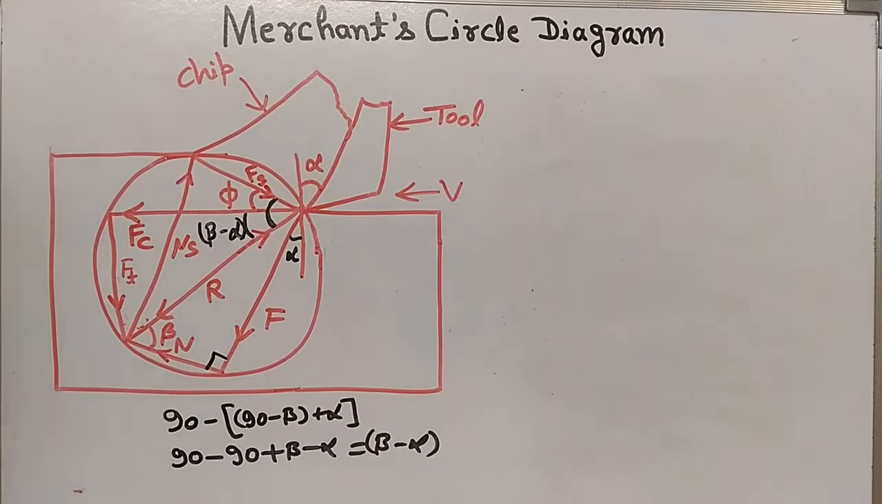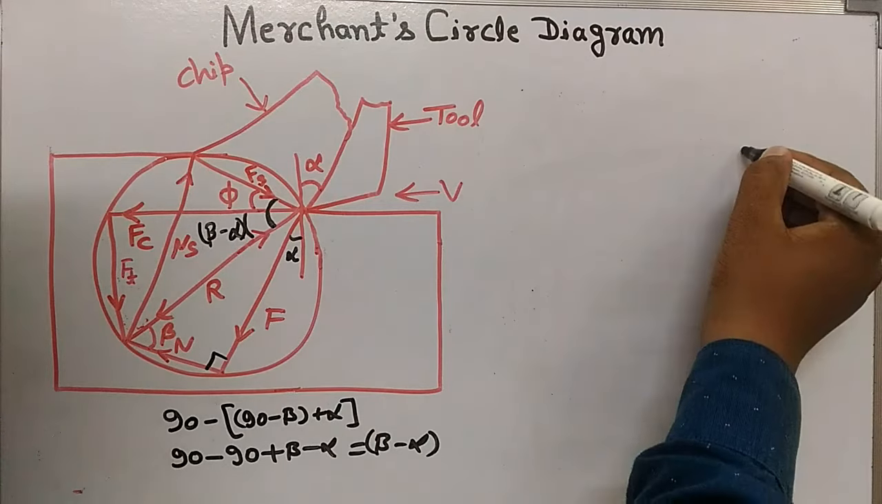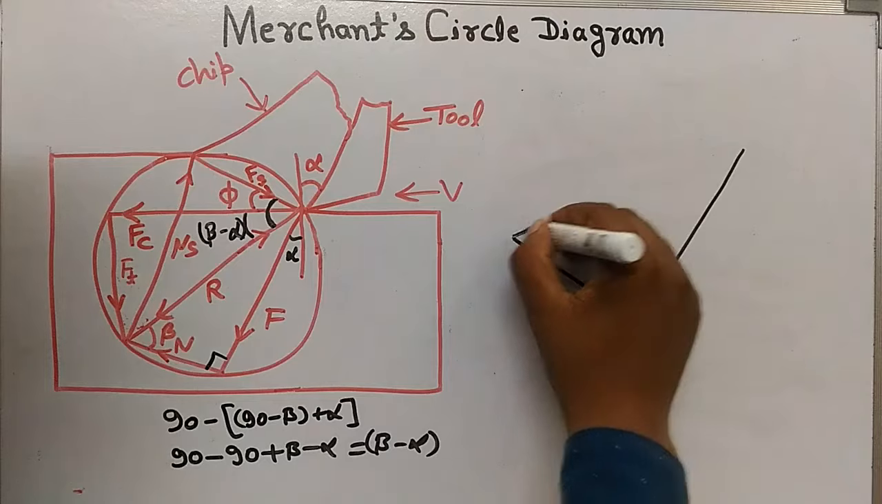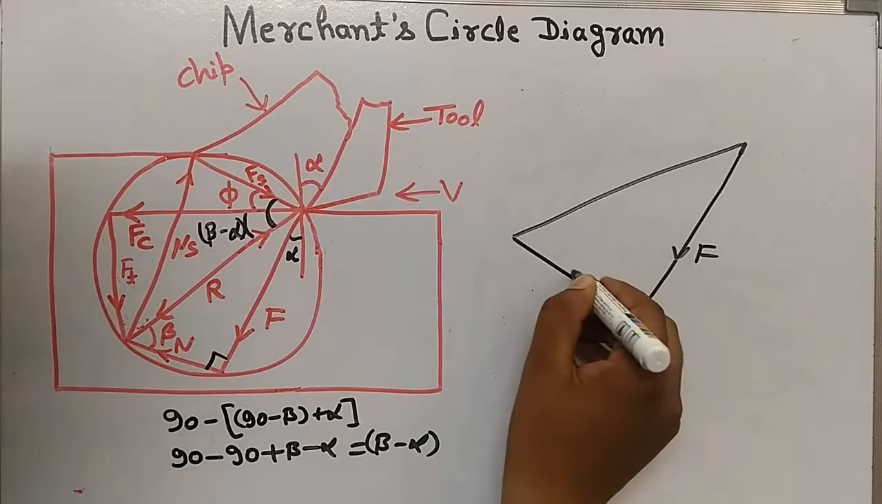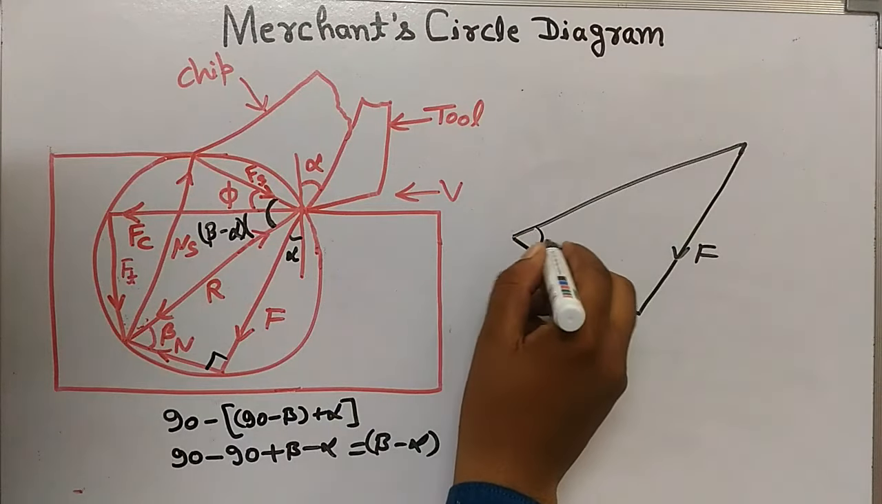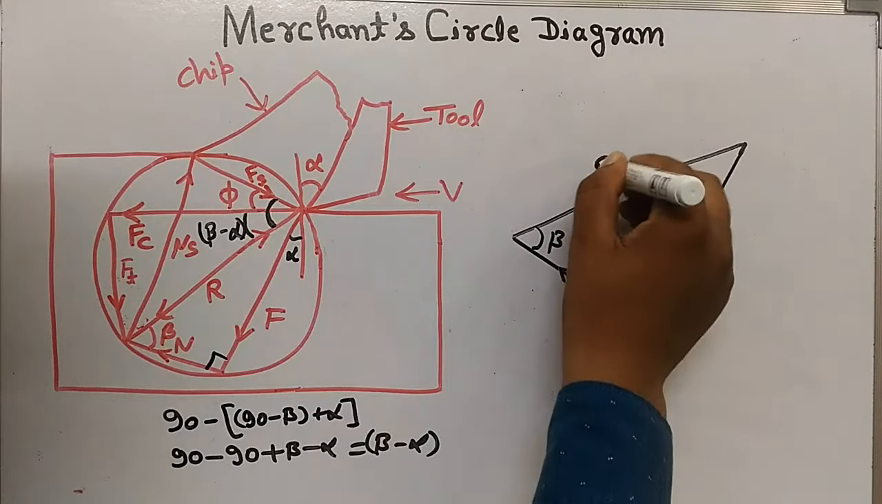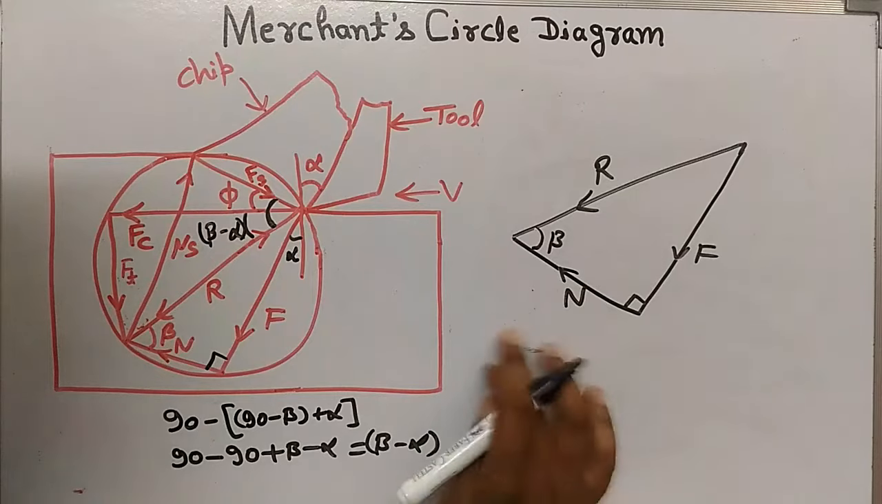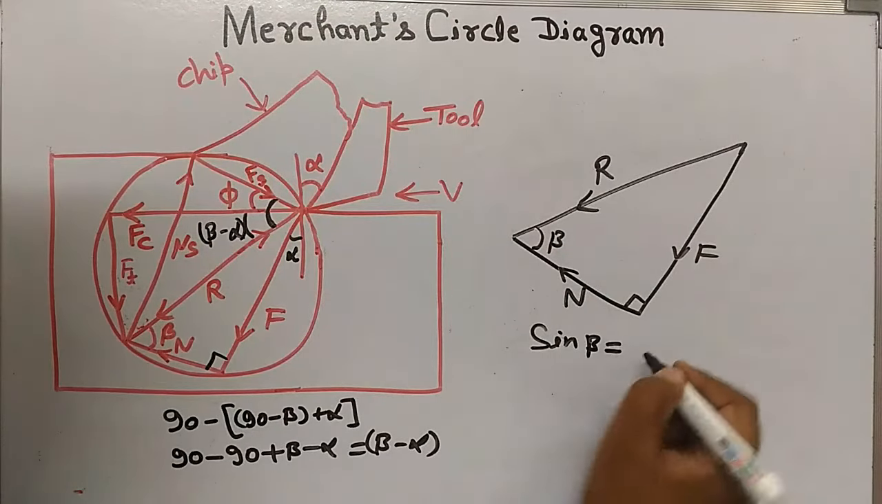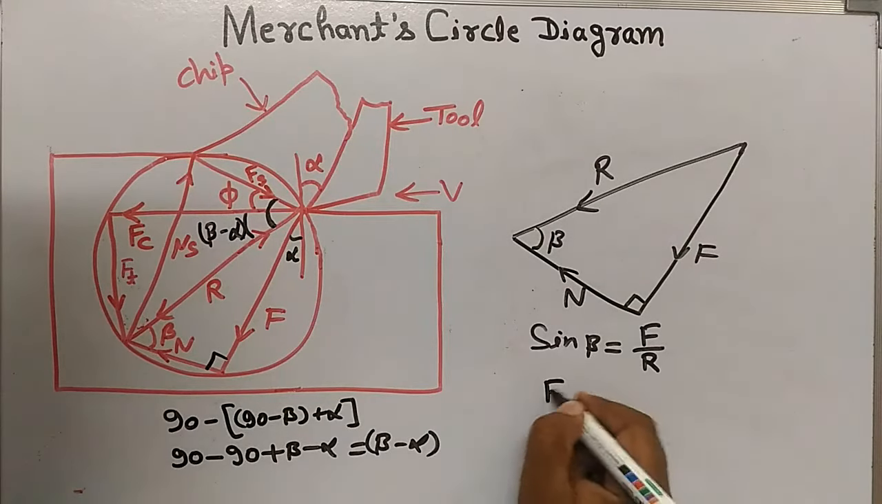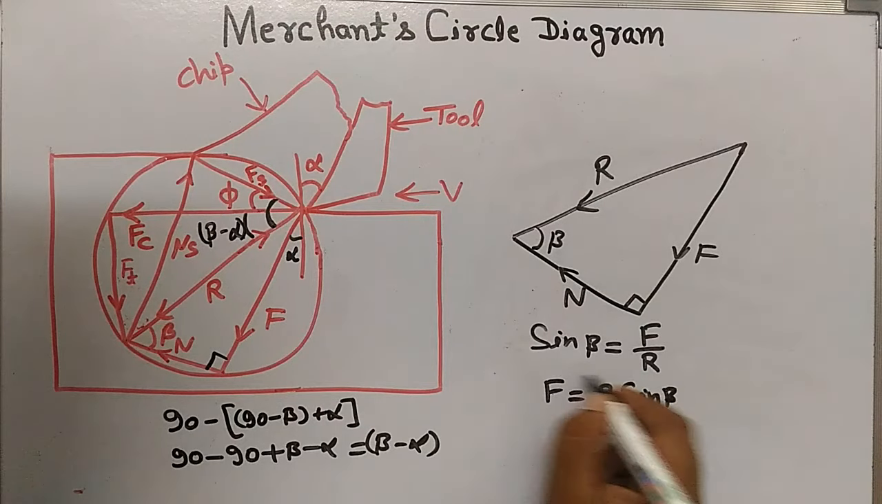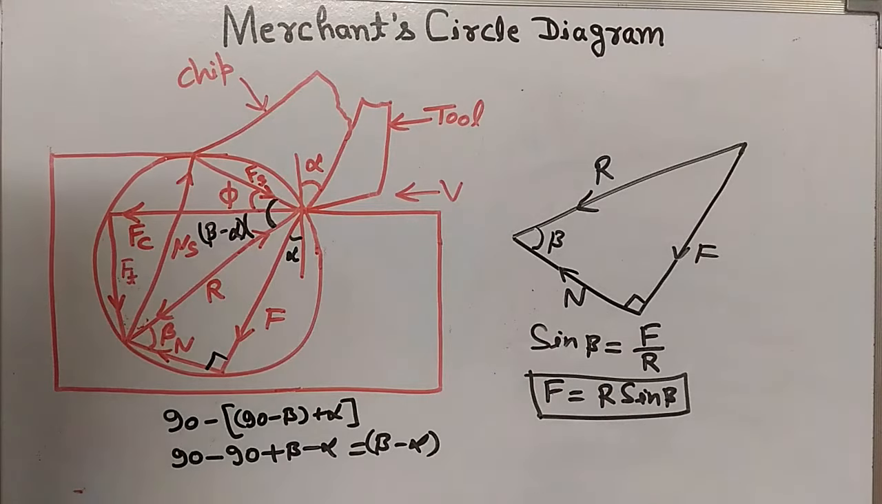Let's make a free body diagram for friction force and normal to friction force. Friction force F, normal to friction force N, and this angle is friction angle, that is beta, and this is 90 degree, and this is resultant force R. Sin beta will be F upon R. F equal to R sin beta. Cos beta equal to N upon R. N equal to R cos beta.